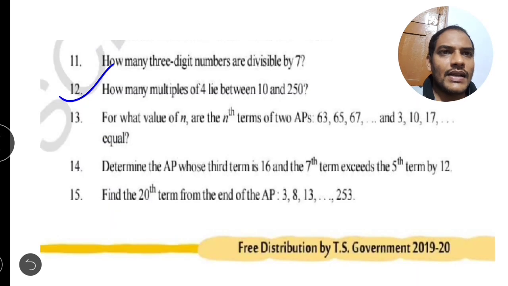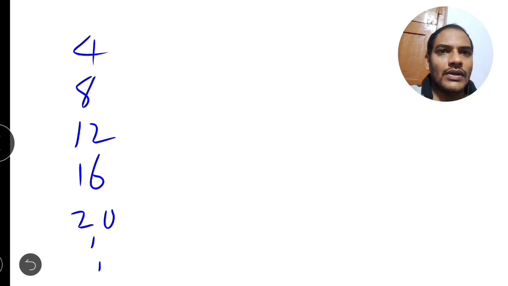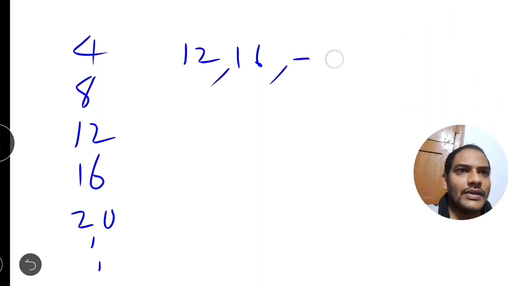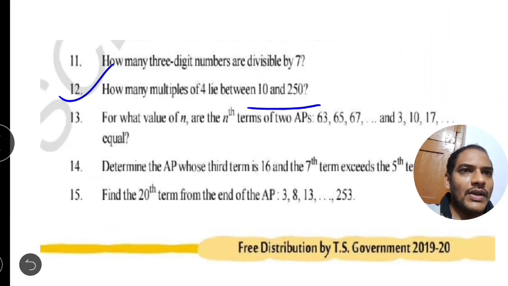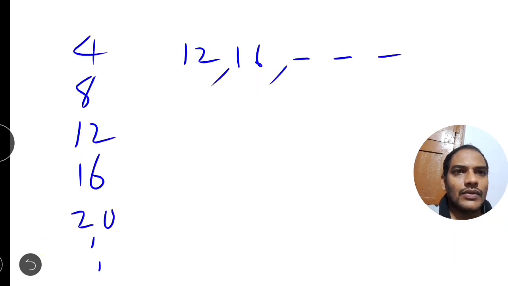Okay, but it is asking lie between 10 and 250. So after 10, what is a multiple of 4? 12 is a multiple of 4 after 10. So next is 16, and so on, lie between 10 and 250. So before 250, what is a multiple of 4?